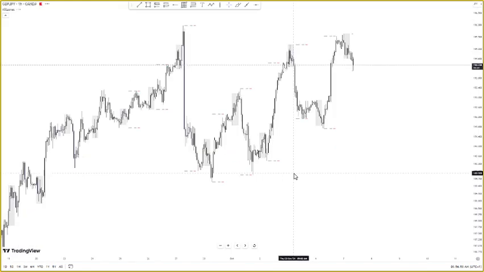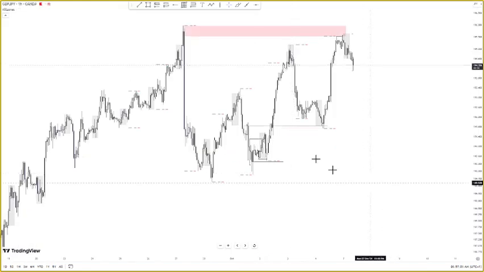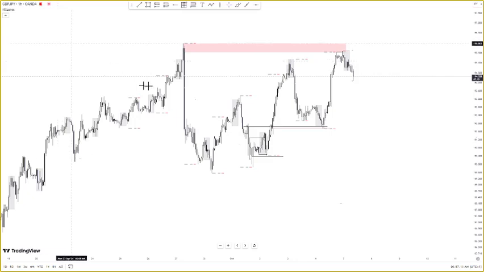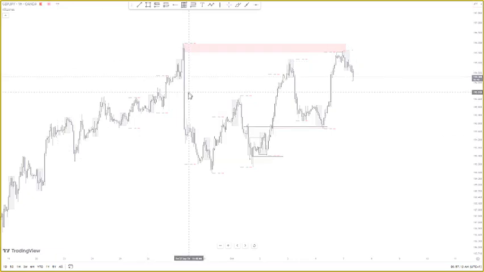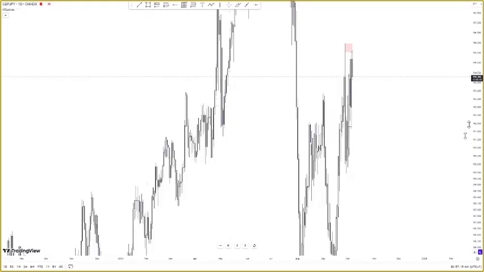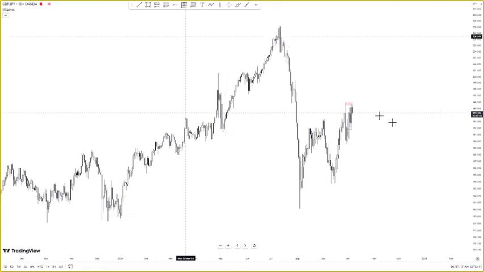Let's look at another pair. Okay, this is GBP/JPY. I'm looking at GBP/JPY. The market is bullish anyway, but probably the market will just retrace. All right, so let's go to the daily and clear everything we have so that we can properly analyze the charts.